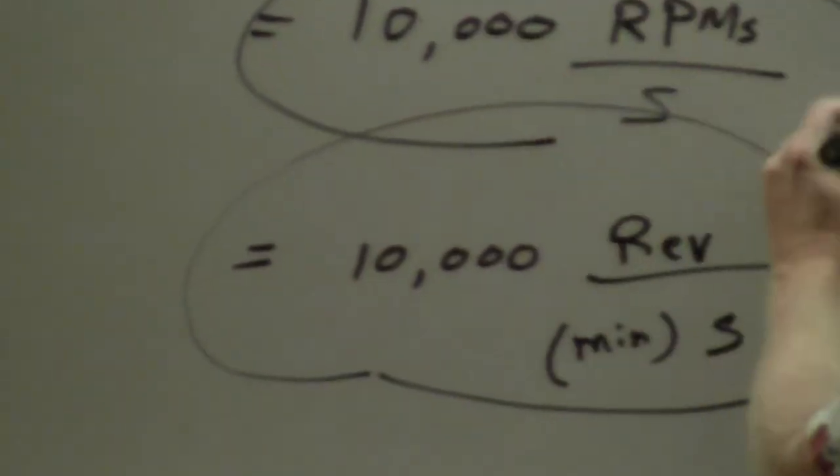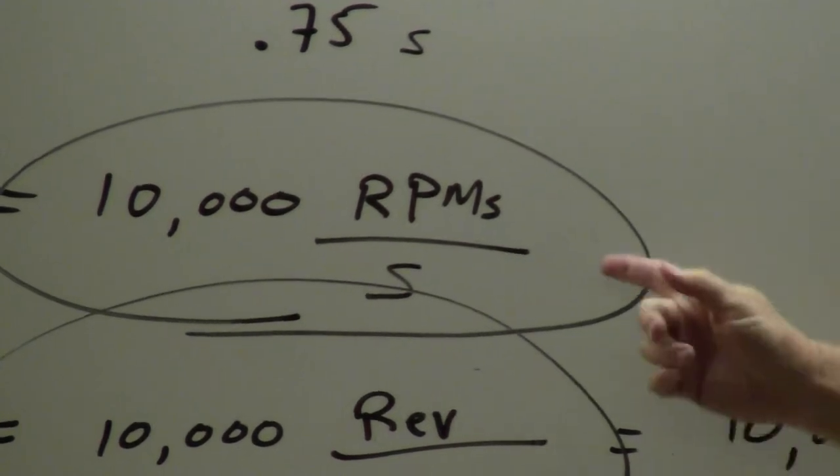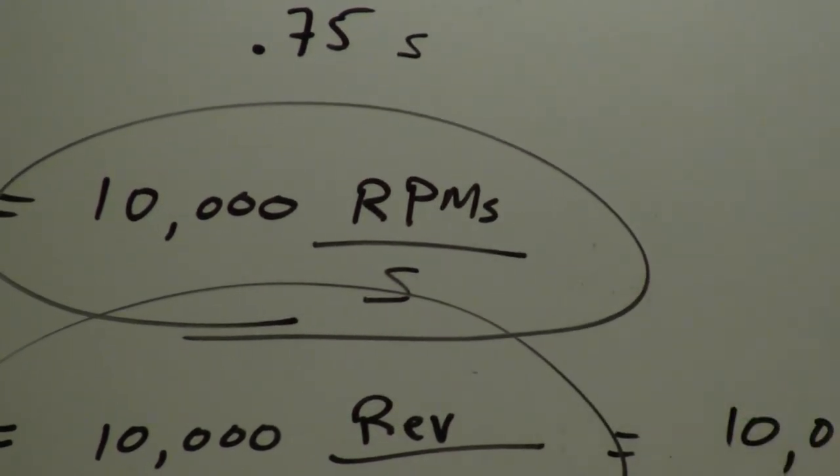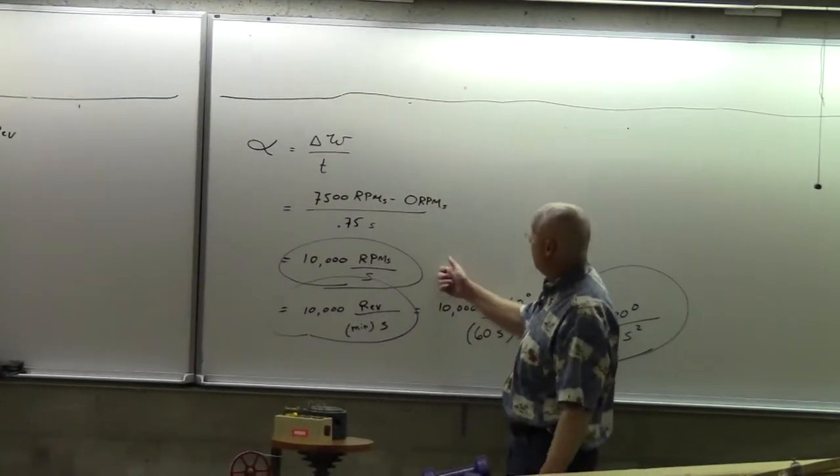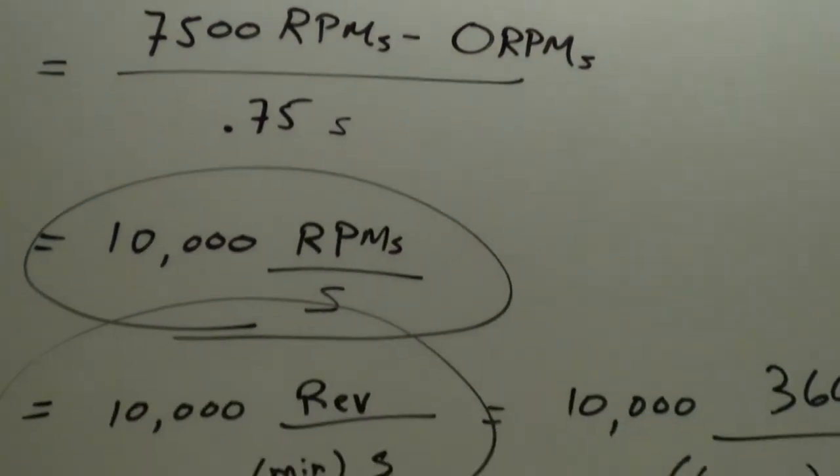And so these would be saying the same thing. Maybe I should have circled that one. But I think this one might be more appropriate if we're talking about speed in rotations per minute, or revolutions per minute, since we're measuring speed in RPMs, not in degrees per second.